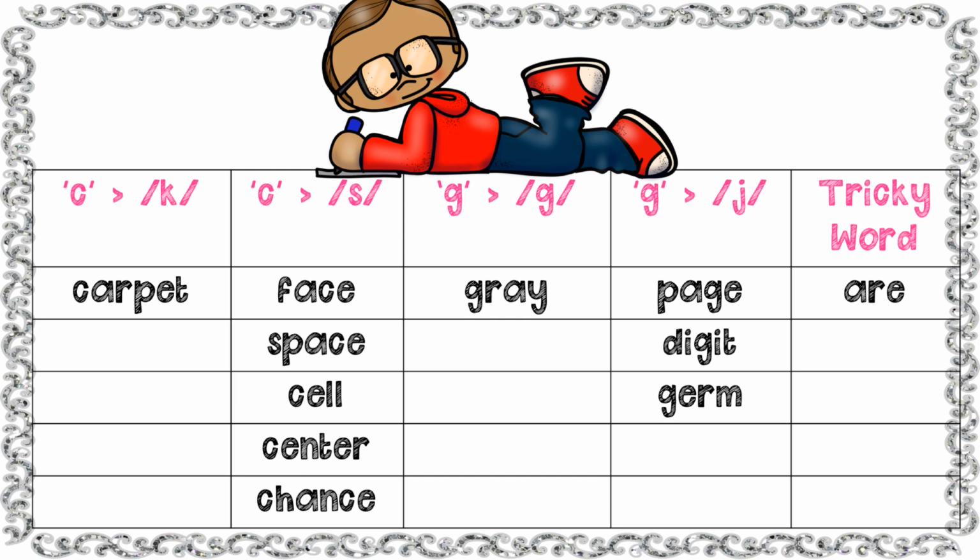C-E-N-T-E-R. And the last one of our soft C's is chance. Now the first C, that's a blend, ch. But our last C in the word chance is going to make that soft C sound S because it's followed by the E. So this word is chance. So let's touch spell it. Ch-A-N-C-E. Chance. Now let's put our finger in the air and write the word chance. C-H-A-N-C-E. Chance.